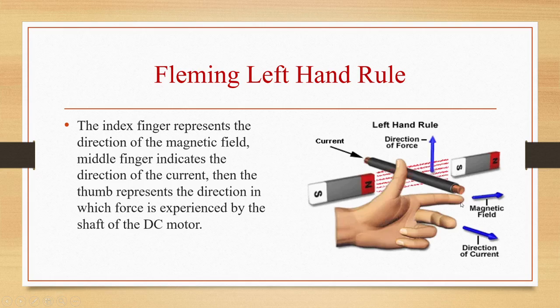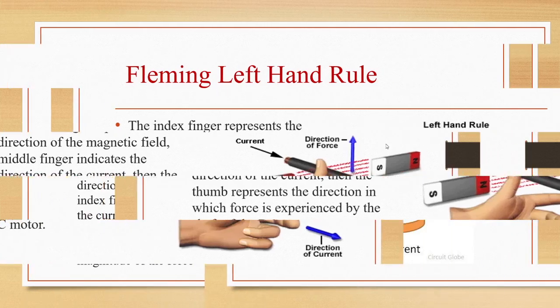Index finger or forefinger is representing the direction of magnetic field. Middle finger represents the direction of current. Thumb represents the direction of force.